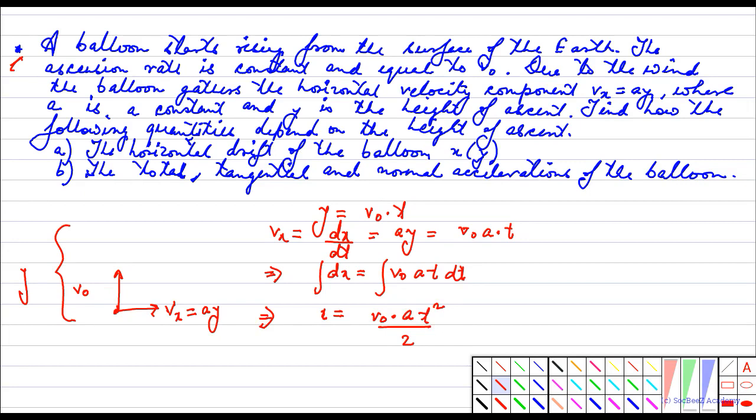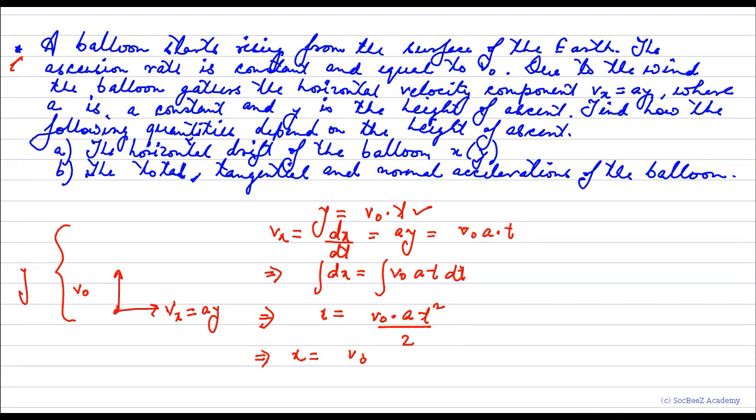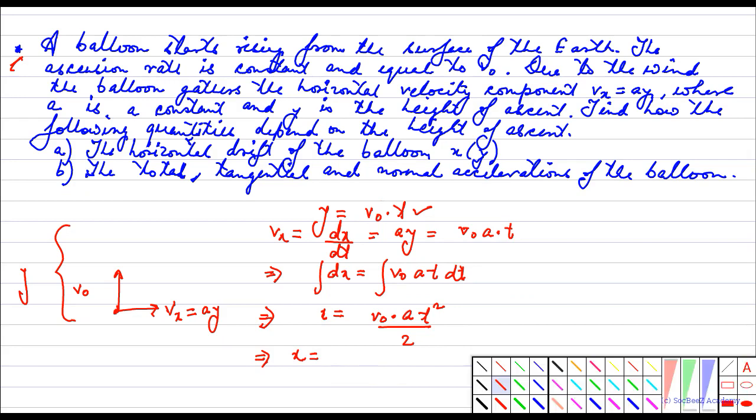Now from this particular expression I can replace t by y by v naught, which will give me the expression of x as a by 2 v naught into y square. This is basically the expression which we had to find out.